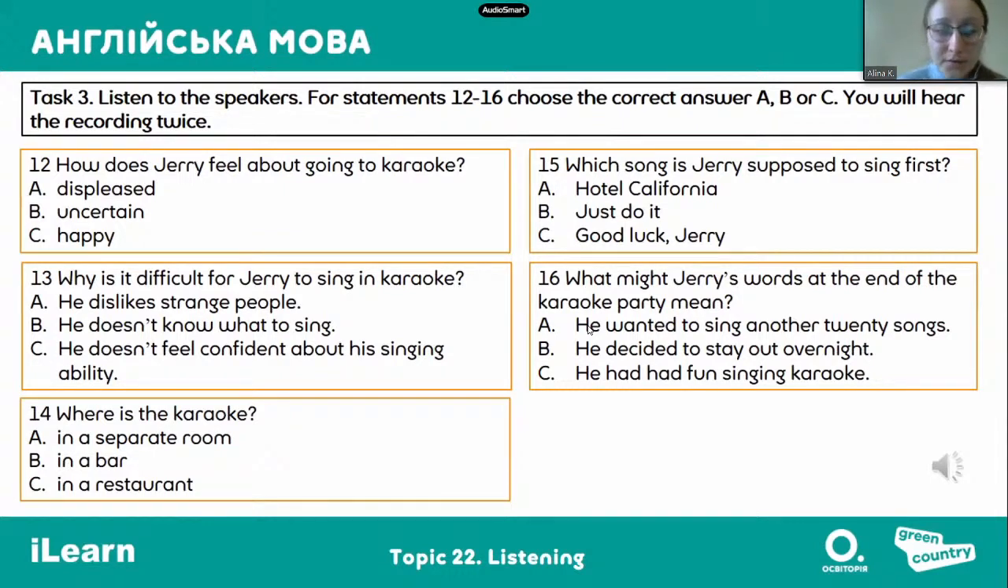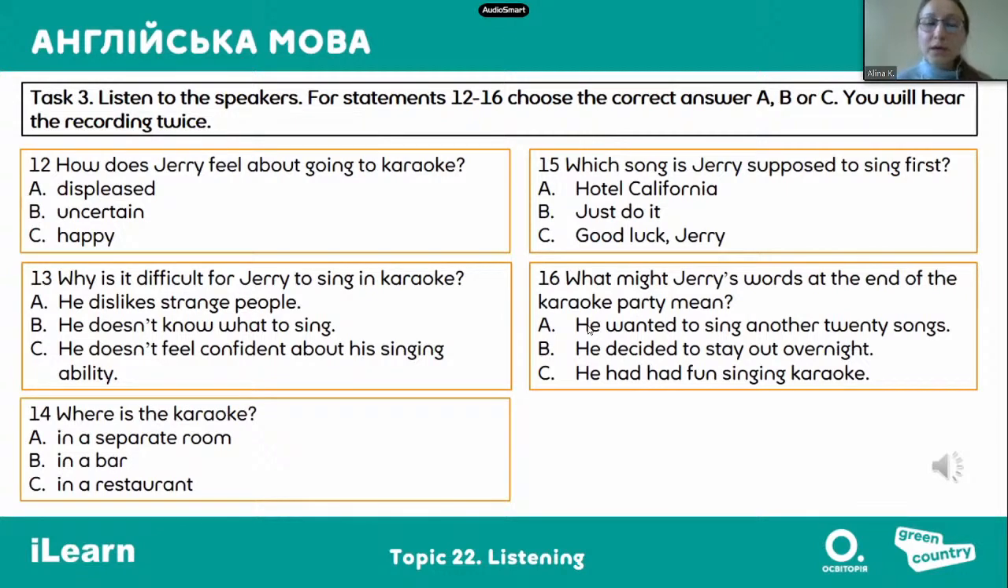So, for example, number 13. Why is it difficult for Jerry to sing in karaoke? He dislikes strange people, he doesn't know what to sing, and he doesn't feel confident. So we have people, we have sing, and we have confident. Так? Тобто ці ключові слова для себе виділили.